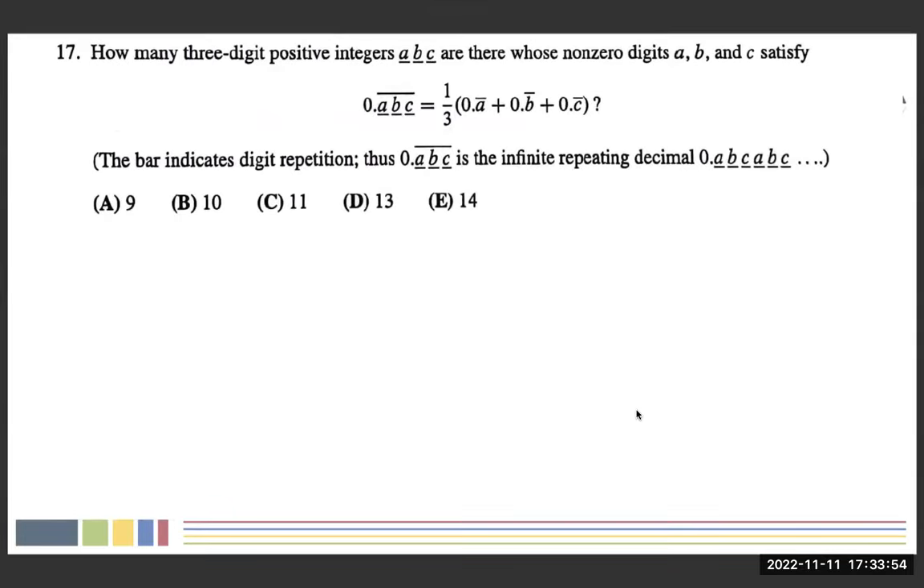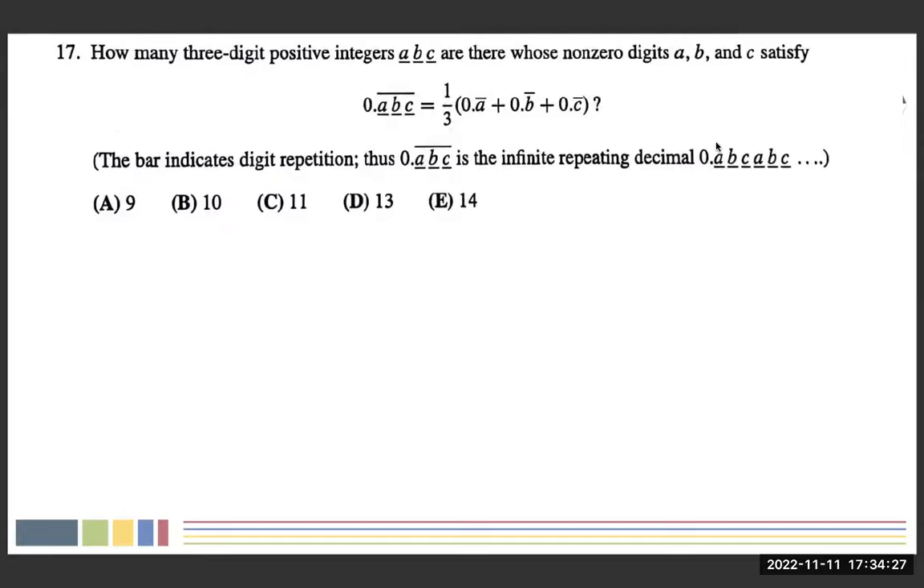All right, this is problem 17 of the AMC 10A. How many 3-digit positive integers ABC are there whose non-zero digits A, B, and C satisfy 0.ABC repeating is equal to 1/3 of 0.A repeating plus 0.B repeating plus 0.C repeating, which happens as a result of this bar notation?